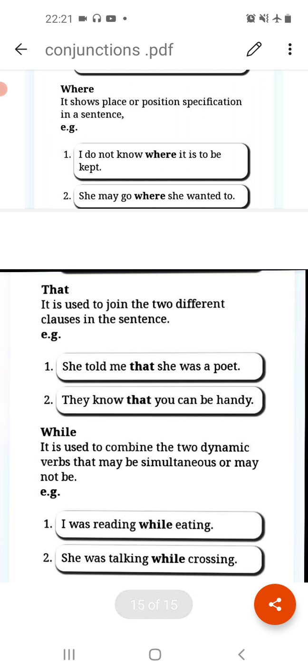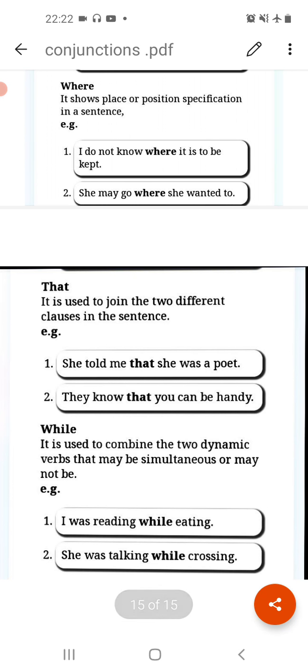Next is where. It shows place or position specification in a sentence. So whenever you are showing any place, you can use the conjunction where. I do not know where it is to be kept. She may go where she wanted to.